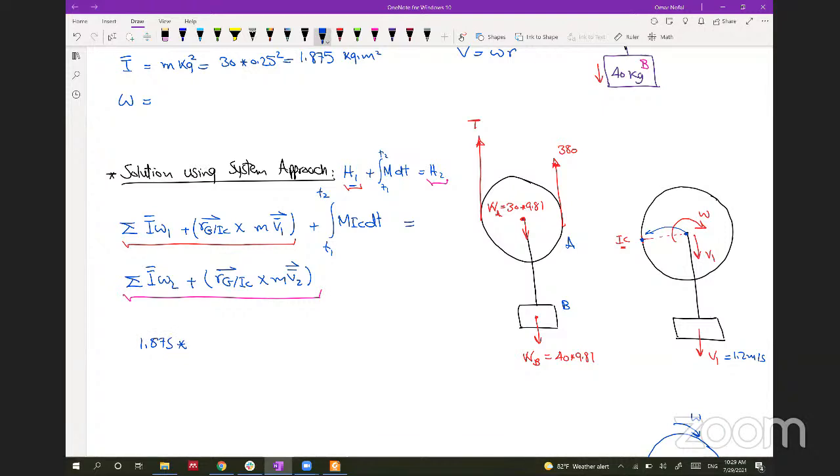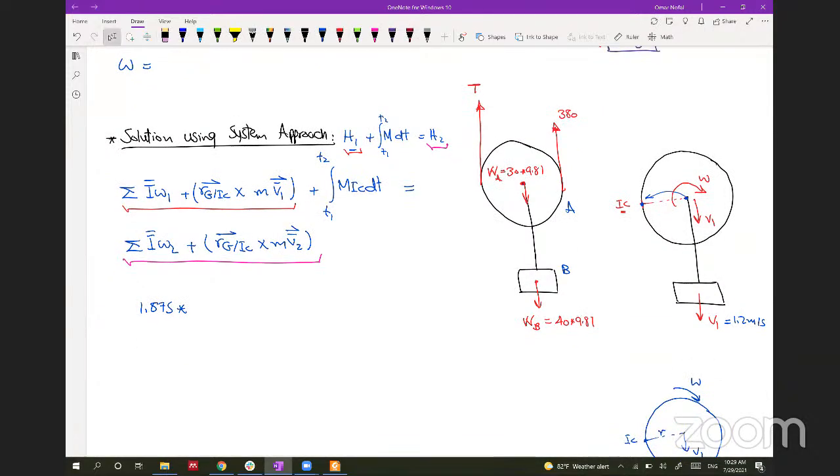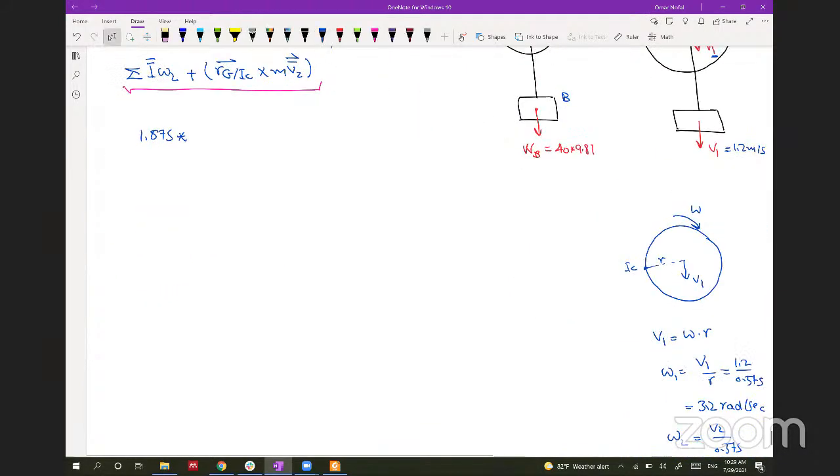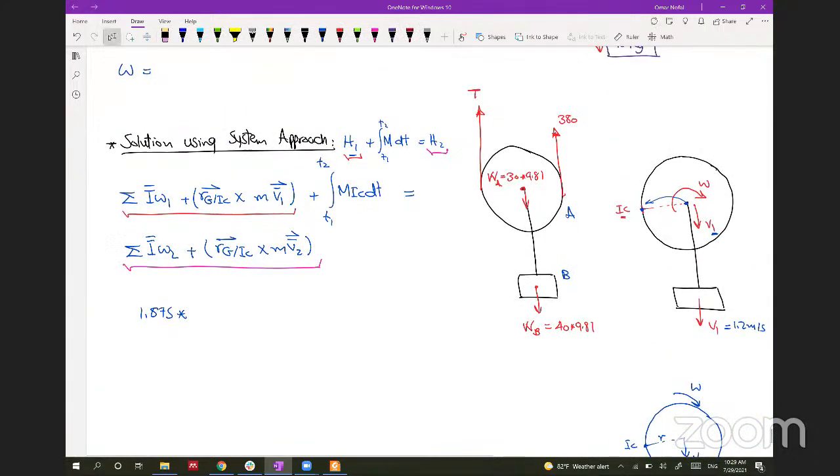And let's be careful about the direction. Let's see what is the direction of the omegas. If this body is moving V1 down, so if you use your right hand rule, you will find that the direction of the omega is negative. And we just got the value or the magnitude of the omega 3.2. So it will be negative 3.2 in the k hat direction. So it has a magnitude 3.2, but in the negative k hat direction. All right, so we are done with the first term.